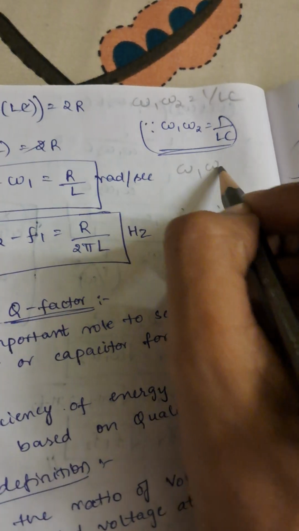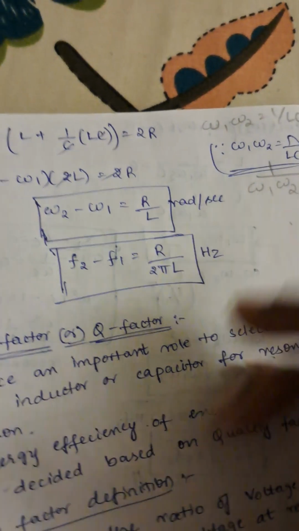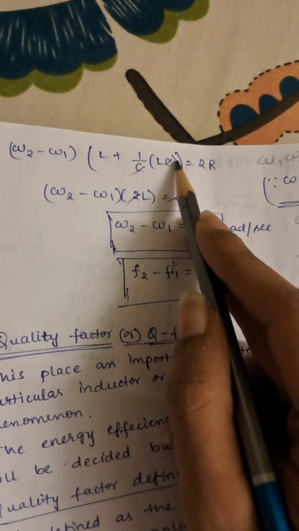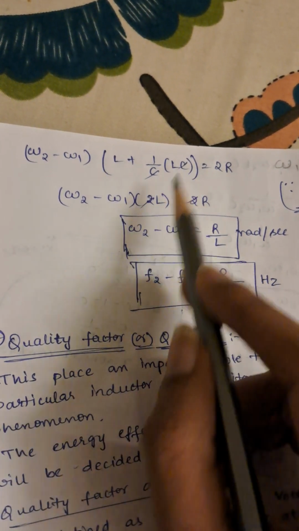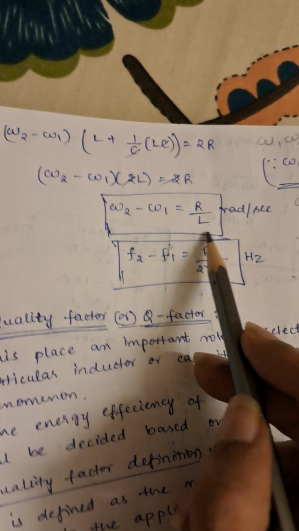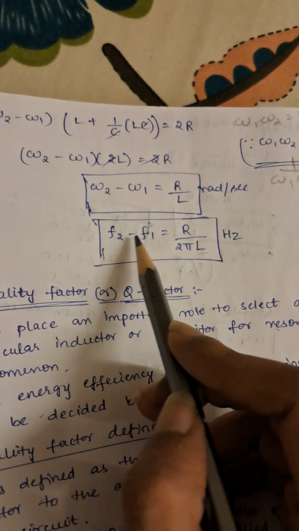Then 1 by omega 1 omega 2 will be LC. C gets cancelled. L plus L will be 2L, and the 2 in 2R gets cancelled. Omega 2 minus omega 1 is R by L. F2 minus F1 is R by 2 pi L.